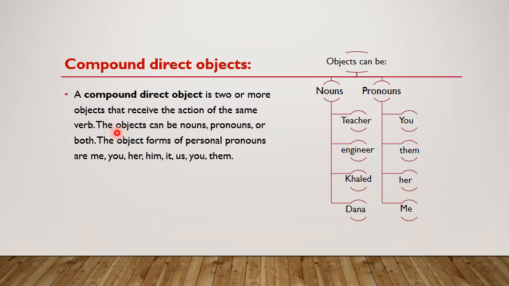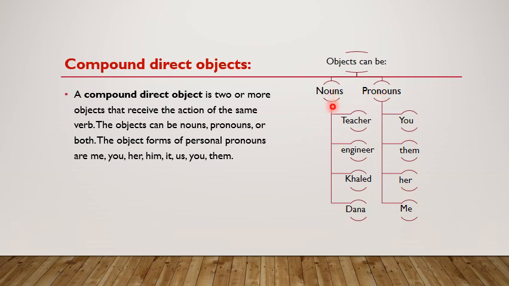The objects can be nouns, pronouns, or both. The object forms of personal pronouns are me, you, her, him, it, us, you, and them. So here is a chart that shows you what the objects are. The objects can be nouns and pronouns.